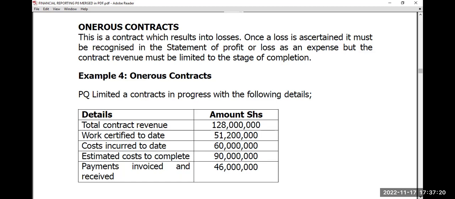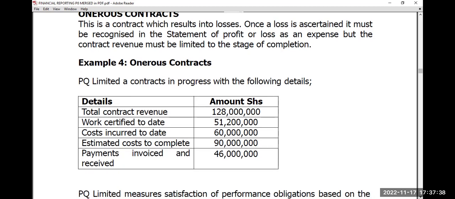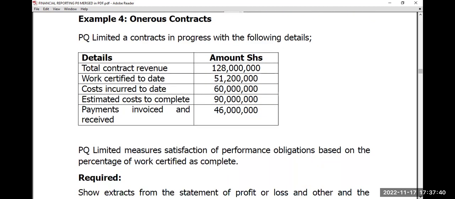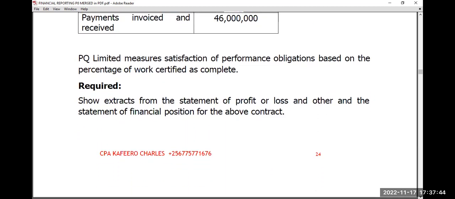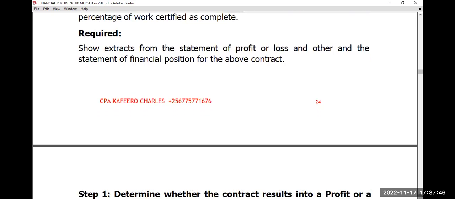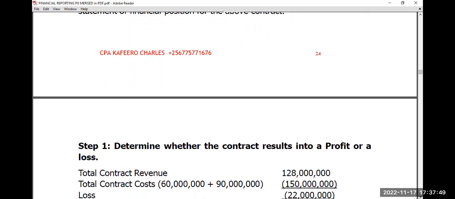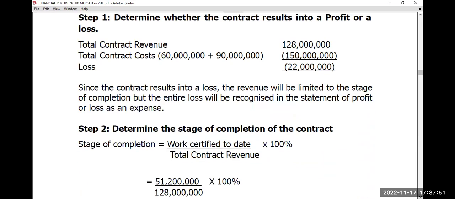But the contract revenue must be limited to the stage of completion. You may find that at a given stage of completion, what you have actually incurred is more than what you have got. There we are supposed to be recognizing those losses as an expense. Those are very brief ideas, but we are going to be looking at them when we are doing the computations. That's when we'll be able to understand most of them.